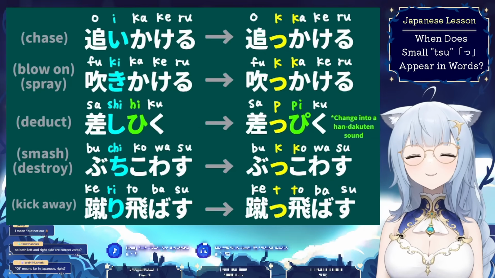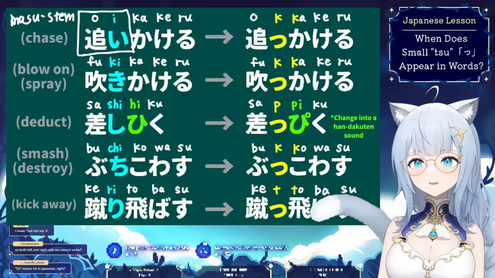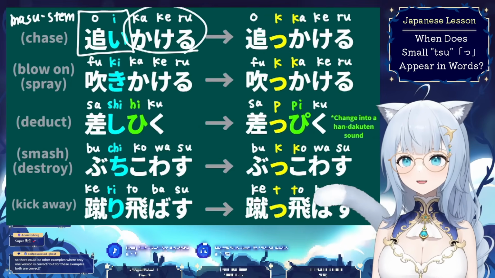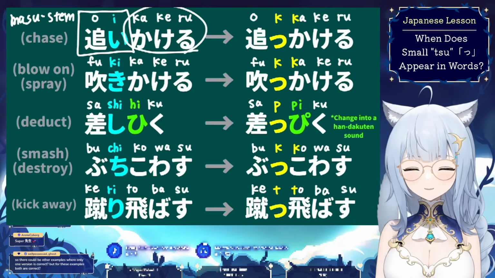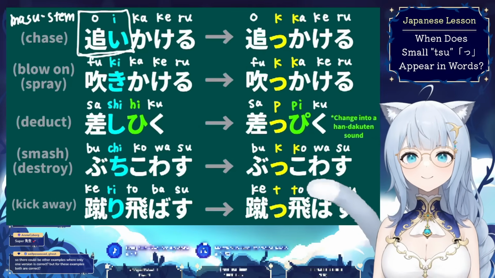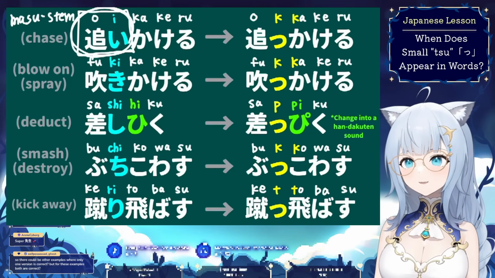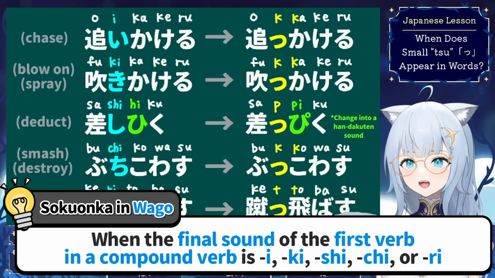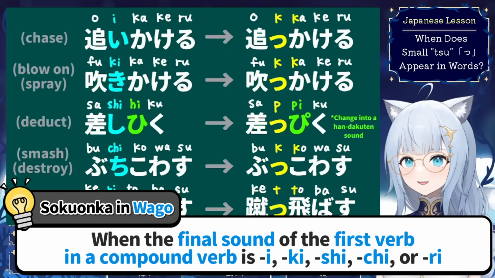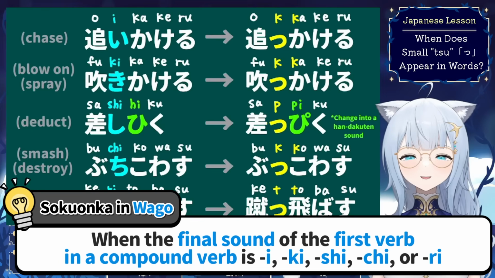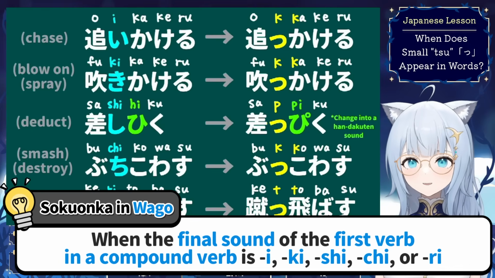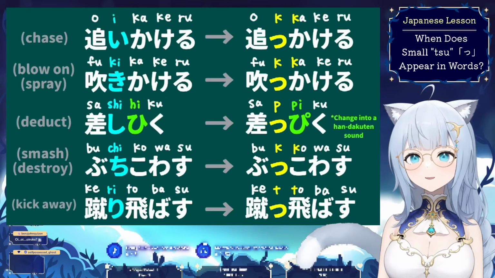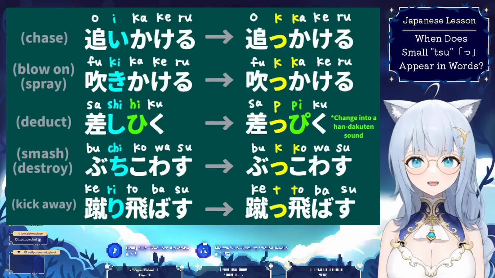So the first verb should be in masu stem, and the second verb is just the dictionary form, so no conjugation. Only the first verb should be masu stem. Oi. This is I, right? Oh, the last sound is I, so it will be changed into small tsu. Okkakeru. And what's the difference between oikakeru and okkakeru?